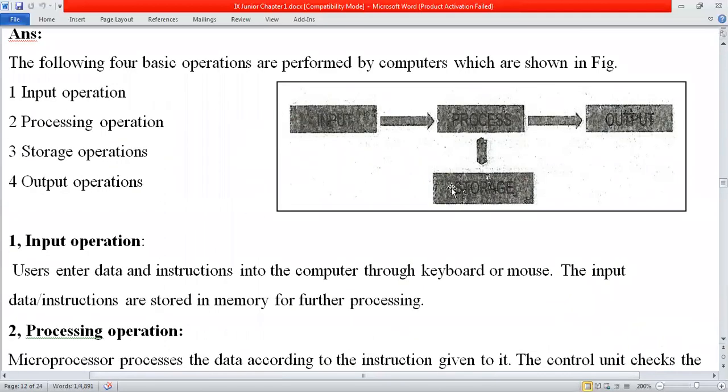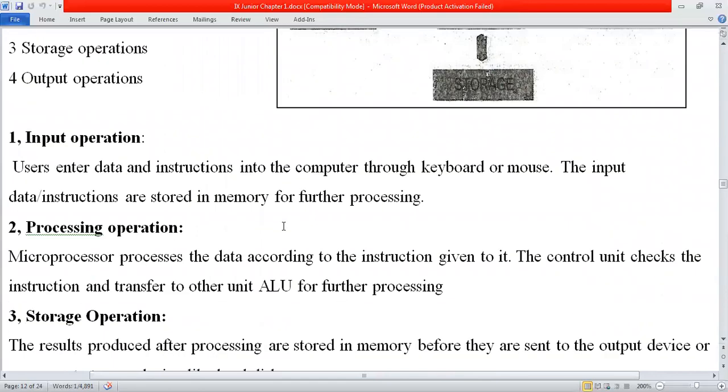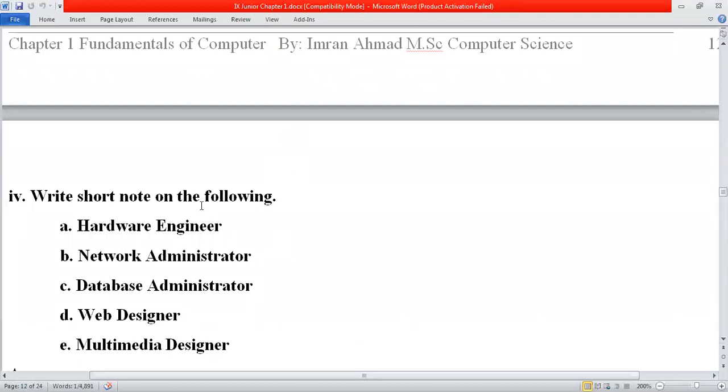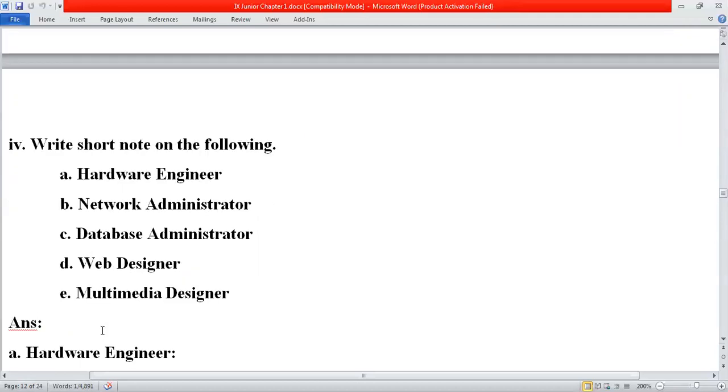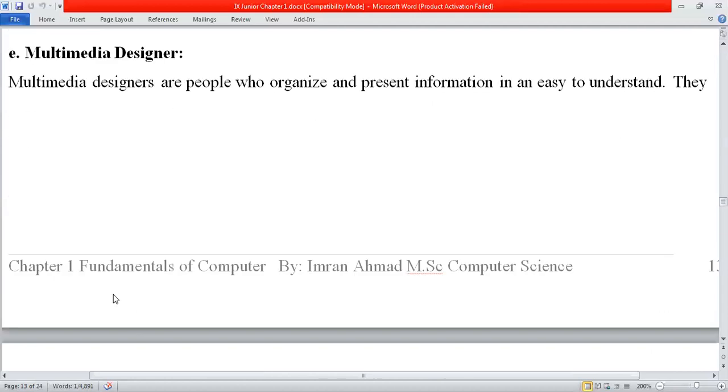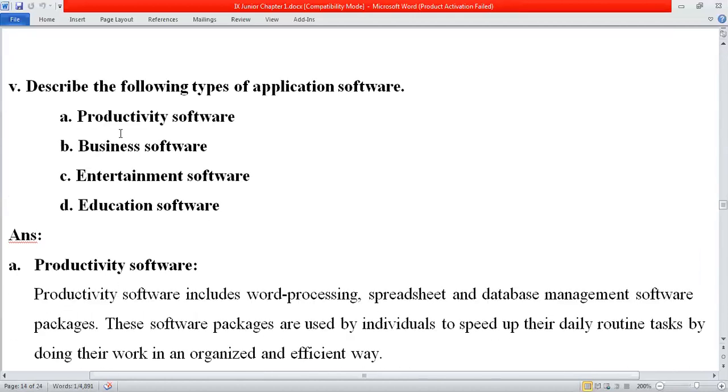So over here, it was the overview of the question. The next question was, write a short note on the following: hardware engineer, network administrator, database administrator, web designer, multimedia designer, and we have discussed them one by one in very detail. The next question, after completing this one, was, describe the following types of application software.